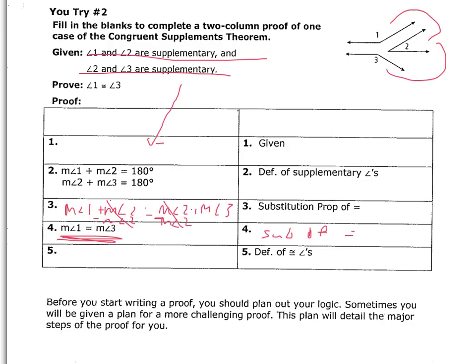Then your last step would just be that angle 1 is congruent to angle 3, and that, of course, is the definition of congruent angles. Hopefully this has given you a good start on your different proofs, and hopefully we can work through these because it is challenging, but we'll keep practicing. Good job, guys.